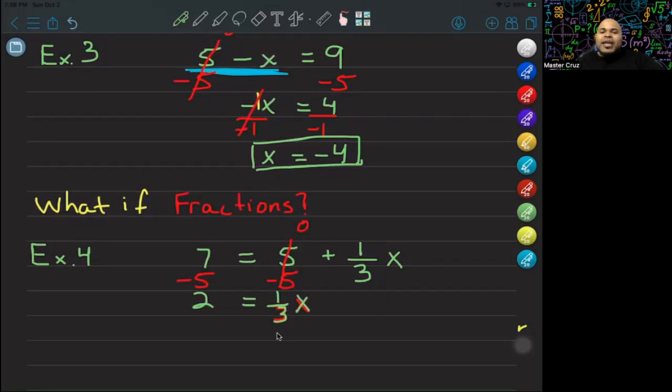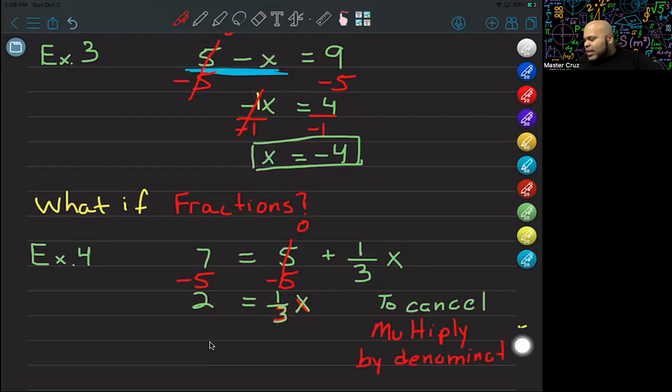And what do we do here? Well, if you watched the one-step equation video, you know that when you have a fraction, the way you cancel a fraction is by multiplying. And if you didn't, let's write it down. To cancel fractions, you're going to multiply by the denominator. That's the way that you cancel a fraction. Every single time, you just multiply by the denominator.